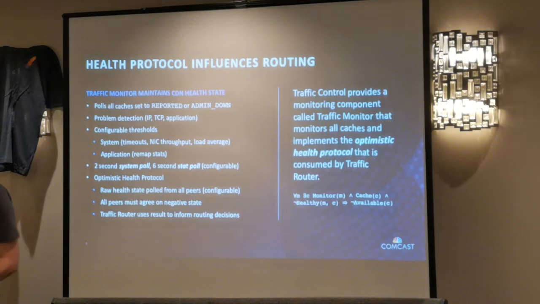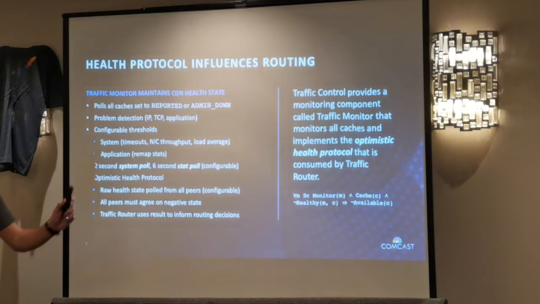We currently use NIC throughput and load average, and those are in what we call the system poll or the health poll, depending on who you talk to. Then we've got the stats poll, or the application data, and that comes from remap stats. We pull that through a little JSON API called ATS. We have this configured to go every 2 seconds. So each one of our Traffic Monitors monitors the whole CDN every 2 seconds. And every 6 seconds, it gets all the statistics around delivery service throughput, error rates, things like that. Then it gets picked up by Traffic Stats and shoved into Influx, but that's not what this talk is about.